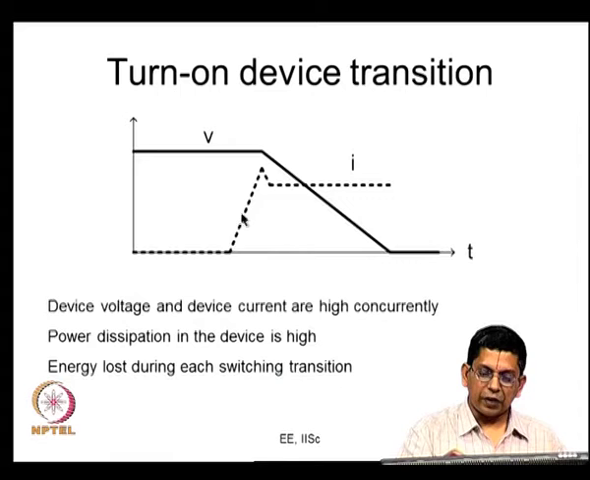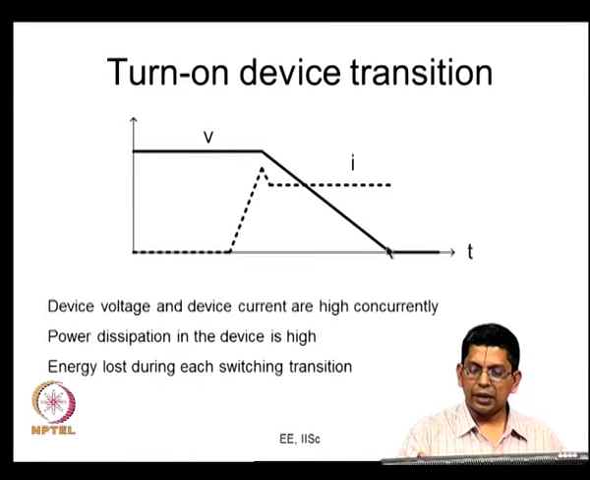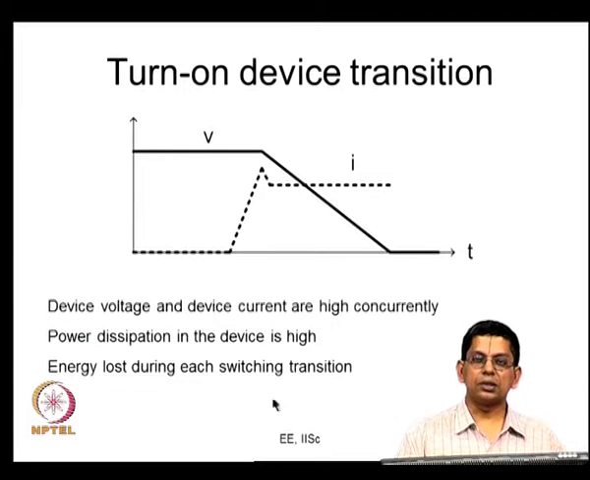Now let us say it is going to happen. So there is a certain amount of energy. If you multiply V and I and you integrate that over this interval, which is the switching interval, that is going to give you the amount of energy that has been lost because of this turn on transition. So that is a certain amount of energy loss, which is called the turn on energy loss.